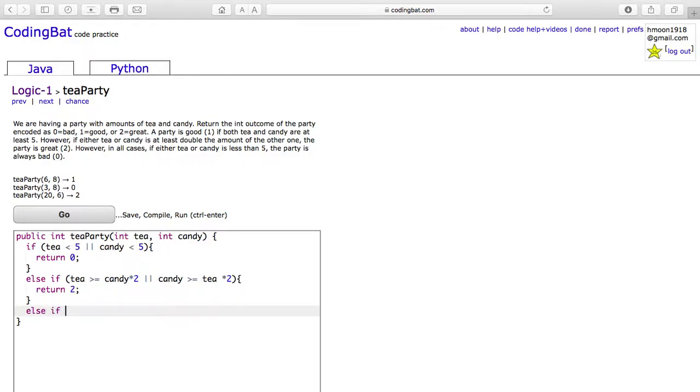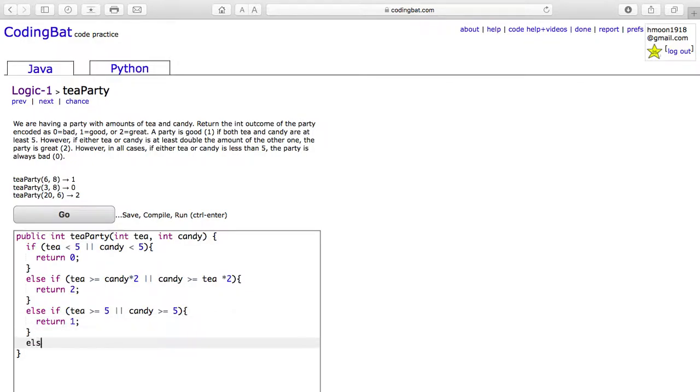The last condition is that if the tea is greater than or equal to 5, or the candy is greater than or equal to 5, the party will be good, so you will return 1.